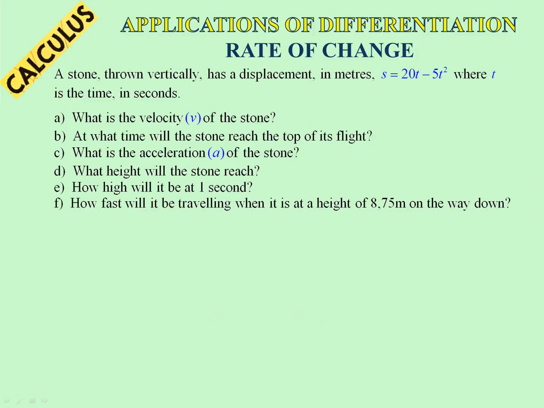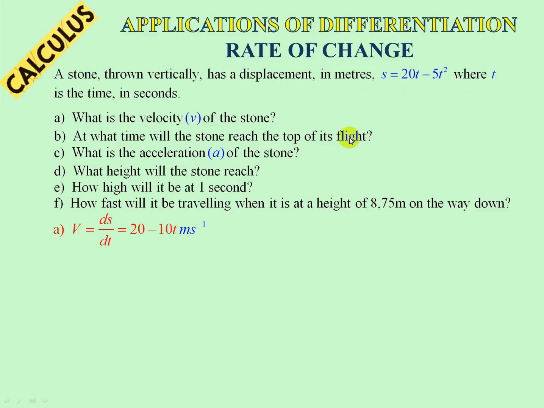Stone thrown vertically. Displacement S equals 20t minus 5t squared. That would mean displacement from the ground, how high it is. Velocity of the stone, well, there's the displacement, so we differentiate. So therefore our velocity is 20 minus 10t meters per second.